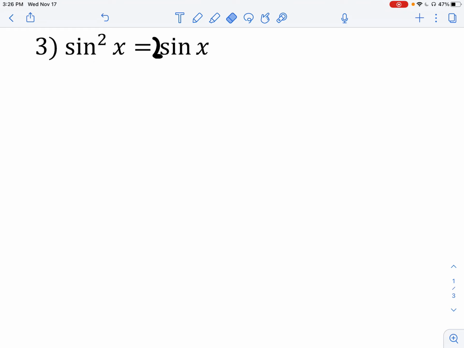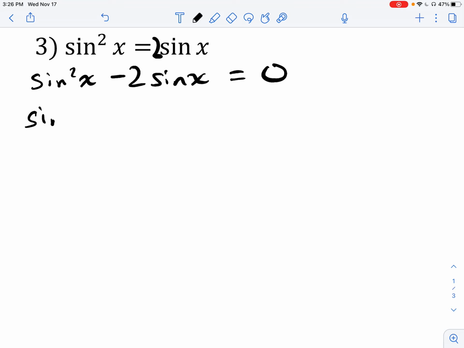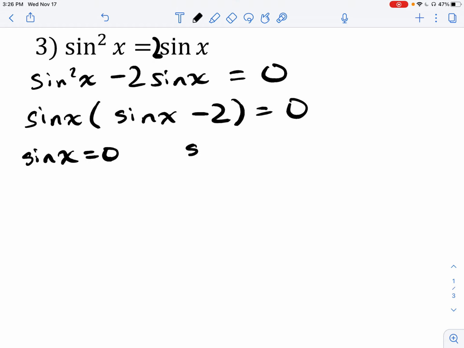Instead, we're going to move all of our sine terms to one side. So sine squared x minus 2 sine x, and set that equal to 0. Now I can factor out a sine x, and I'm left with sine x minus 2 is equal to 0. From here, I can use the zero product property, and this is ultimately our goal as we're solving all of our equations: we want to try to get this into the product of factors so we can apply the zero product property. Sine x is equal to 0. Sine x here, then, is equal to 2.